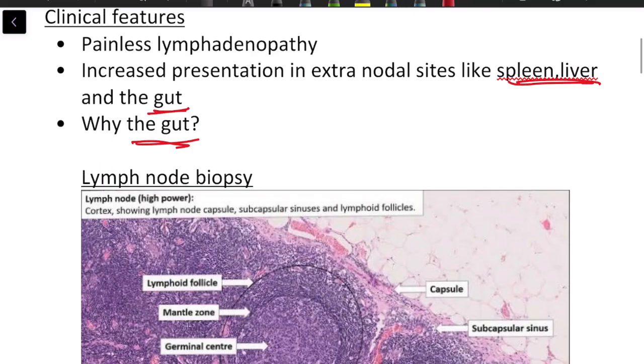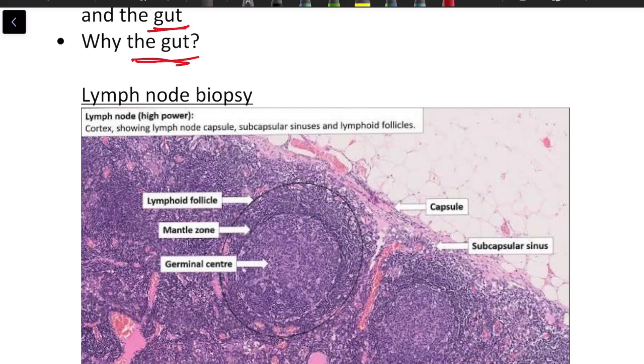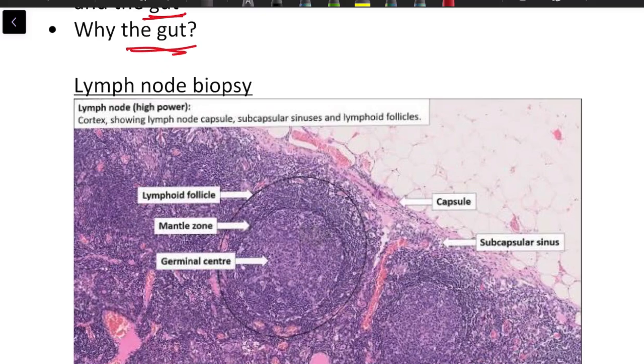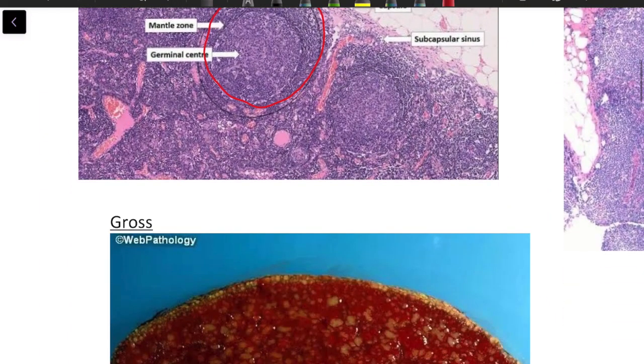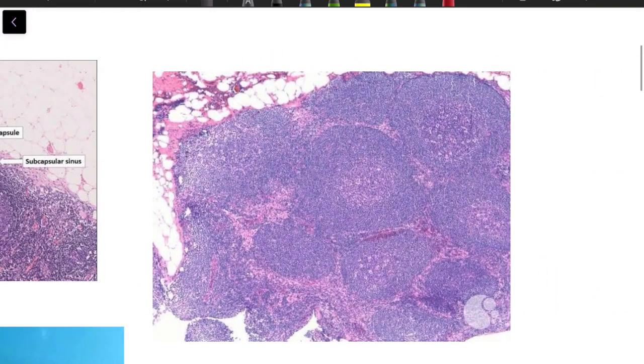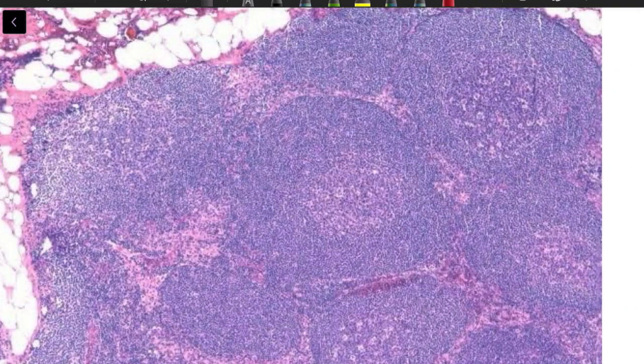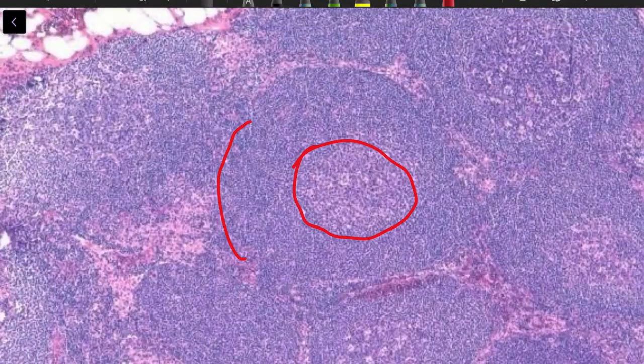Now if I talk about the lymph node biopsy, this has been taken from a normal lymph node, and as you see here the mantle zone and the germinal center are properly demarcated, and this is the capsule, and this whole is the lymphoid follicle. Now this is the image of the lymph node biopsy of a patient having mantle cell lymphoma, and you can see that a dark region is effacing a much lighter region.